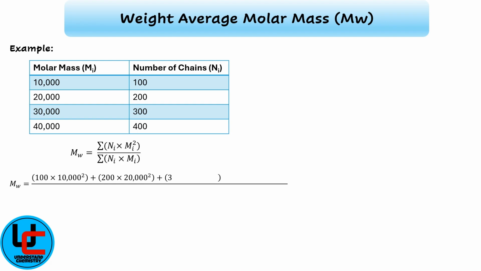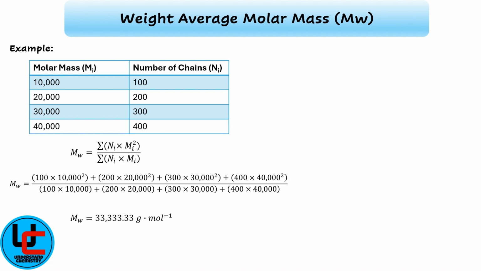Here is the formula for weight average molar mass. By placing the values of all chains and all molar masses, and by computing, we reach an Mw value equal to 33,333.33 gram per mole, which shows that the weight average molar mass is greater than the number average molar mass. The key reason lies in the mathematical weighing of larger chains. In Mw, the molar mass of each chain is squared, which gives disproportionate weight to larger chains, whereas in Mn, all chains contribute equally regardless of their size.